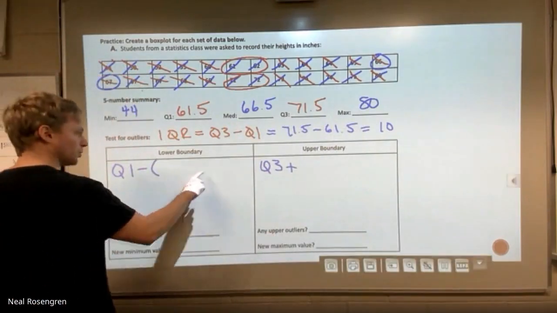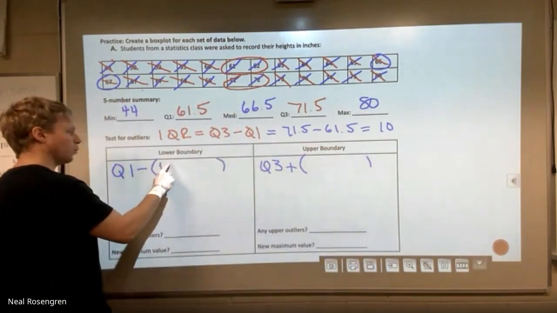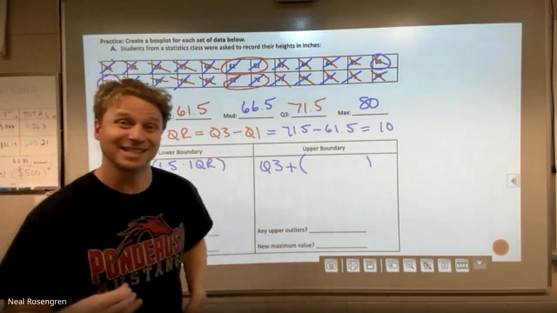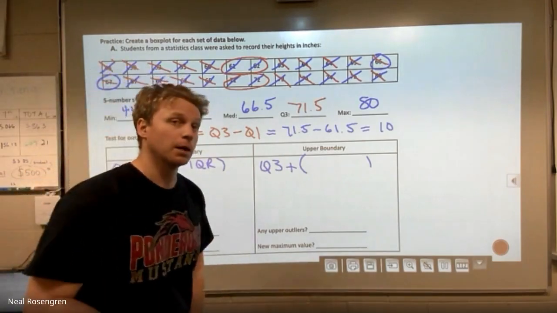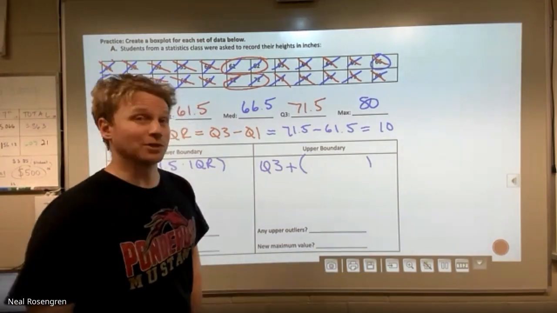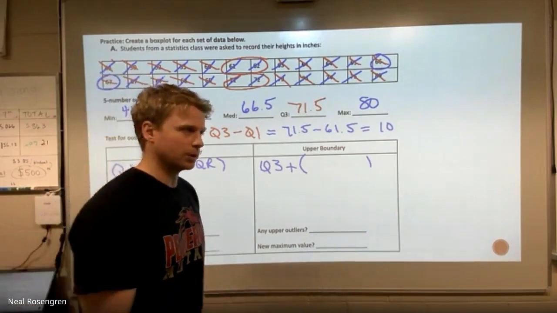Okay, and what we're going to subtract and what we're going to add, of course, is the same thing. All right, that 1.5 times the IQR. And this is backed up by the statistics itself. This is not something we're making up. This is years, decades, centuries even, of kind of working through statistics and kind of getting some formulas that work.